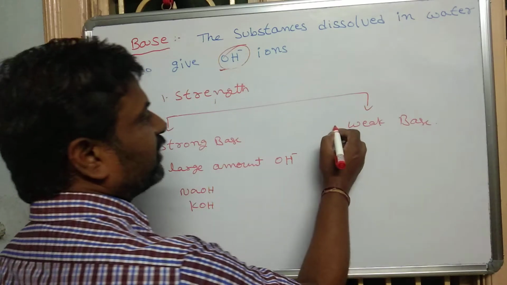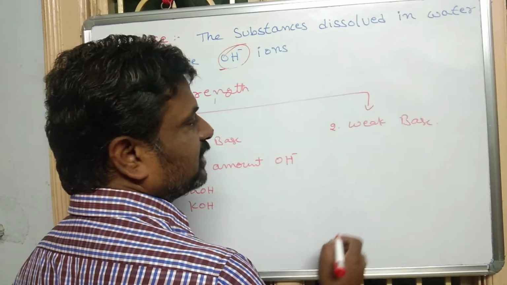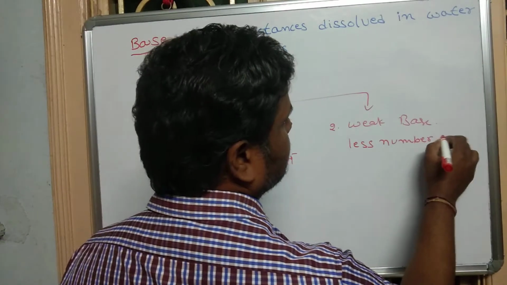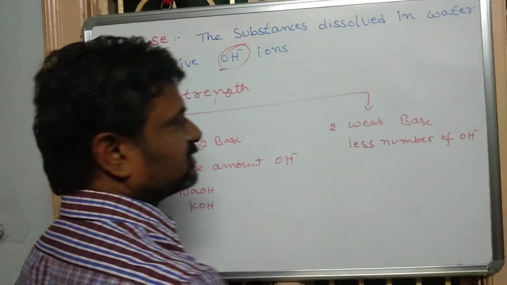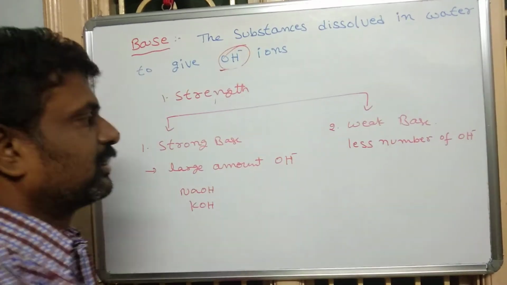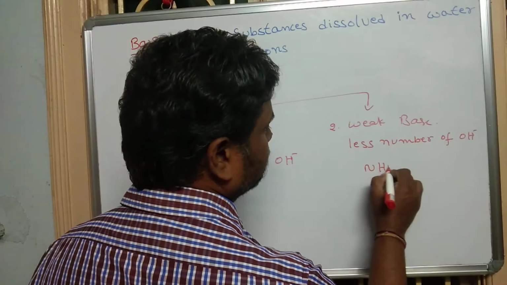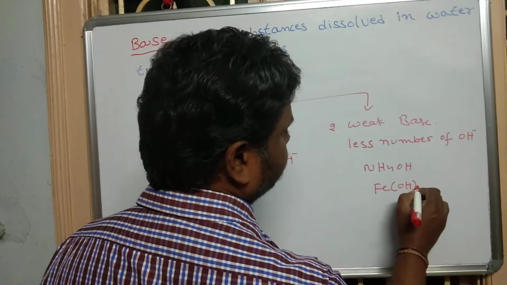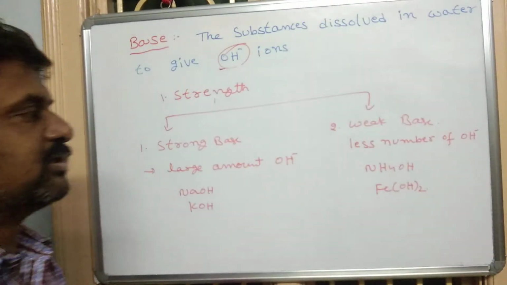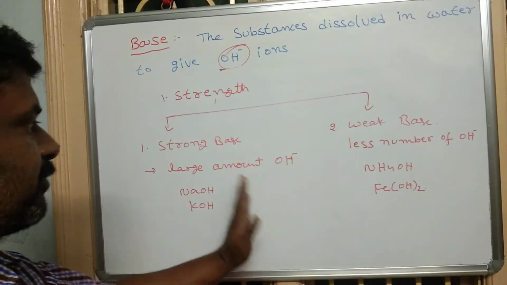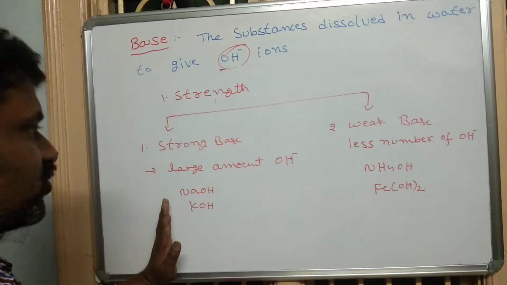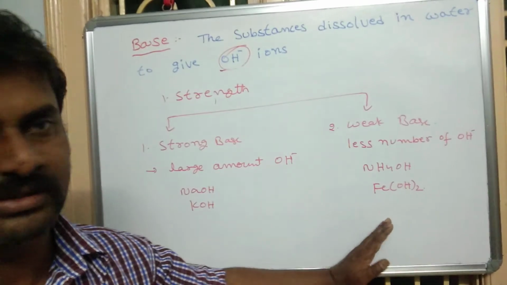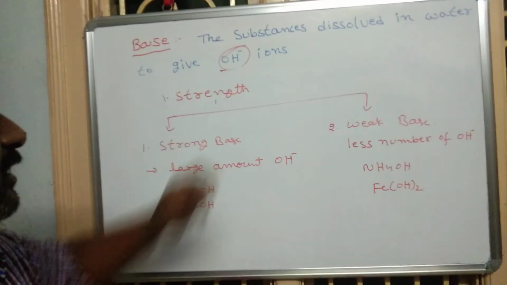Next, the second one, weak base. The bases which dissolve in water to release a small number of OH minus ions are called weak bases. Example: ammonium hydroxide, NH4OH, and ferric hydroxide, Fe(OH)2. These are weak bases. So where a large number of OH minus ions are released, those are strong bases. Where fewer OH minus ions are released, those are weak bases. This is the first classification, based on the strength.